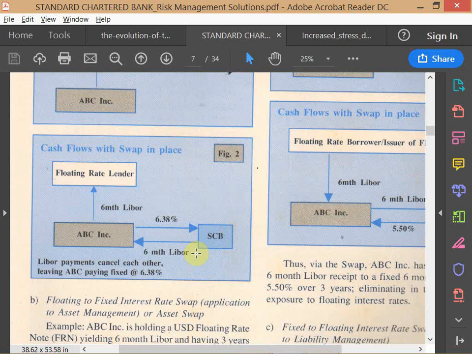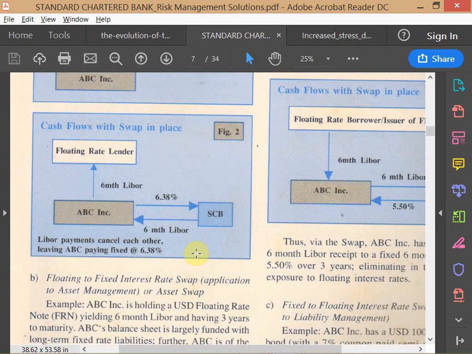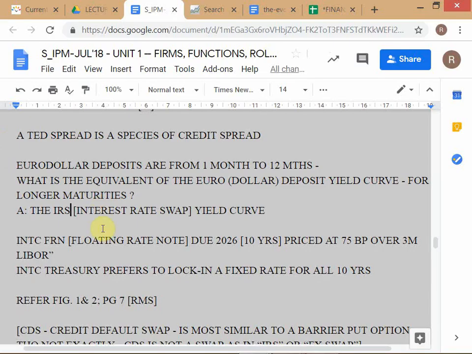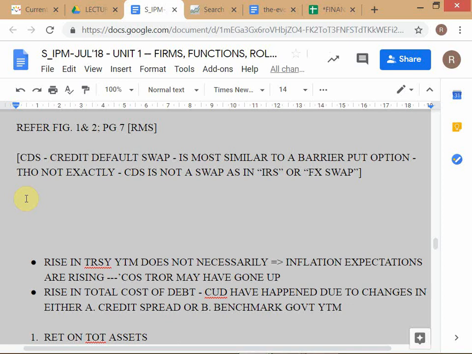Okay, so the other thing we discussed in the last class was this: if ABC is interested in fixed rate debt, if they don't want floating rate debt, why should they bother to go through the FRN market? Instead, if you wanted fixed rate debt, why not go straight into the fixed rate debt markets and issue fixed rate debt? This is a legitimate question. There is another concept you need to be aware of. Why did ABC here not issue fixed rate debt directly?